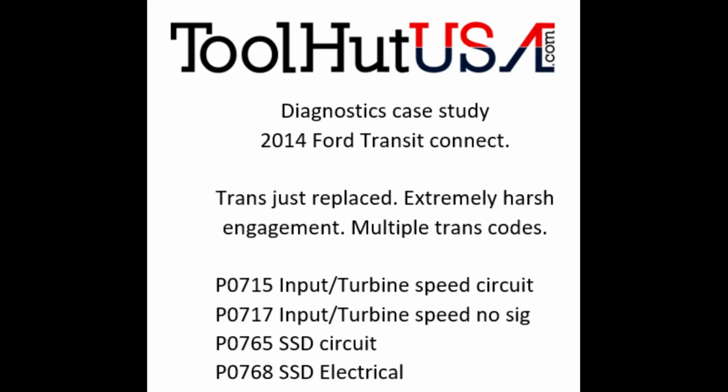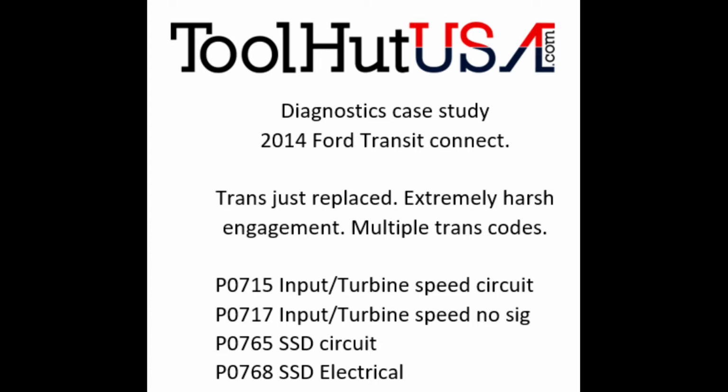Today's project is a 2014 Ford Transit Connect van. Now this is a little different than what I've done in the past. This is a case study. It's at a transmission shop. The transmission has been replaced with a remanufactured unit. There were several codes in it. The codes that were present before the transmission was pulled are the same as the codes that were there afterward. It's my understanding that the transmission case was broken and transmission fluid was coming out of it everywhere.